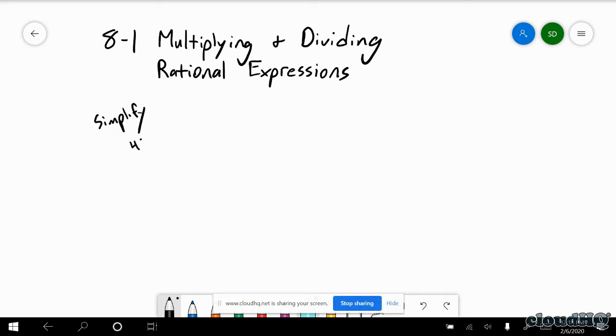Let's go with 48 over, I don't know, 8. If I ask you to simplify 48 over 8, you're probably pretty good at that. I hope so. Actually, maybe I shouldn't use 8. That's going to work out a little too nicely. Let's do 32. We'll do 48 over 32.